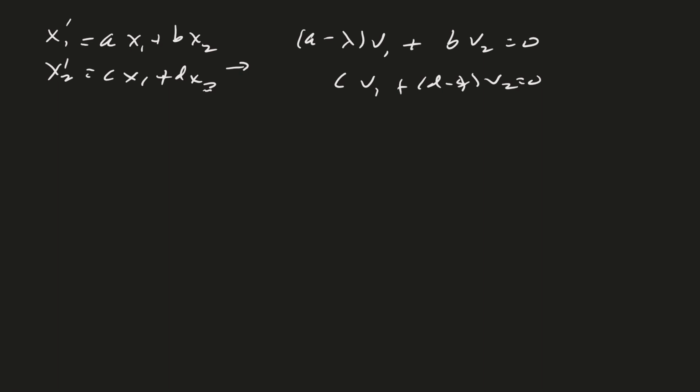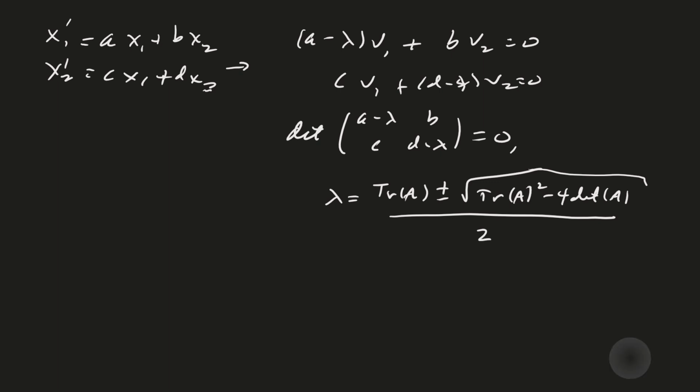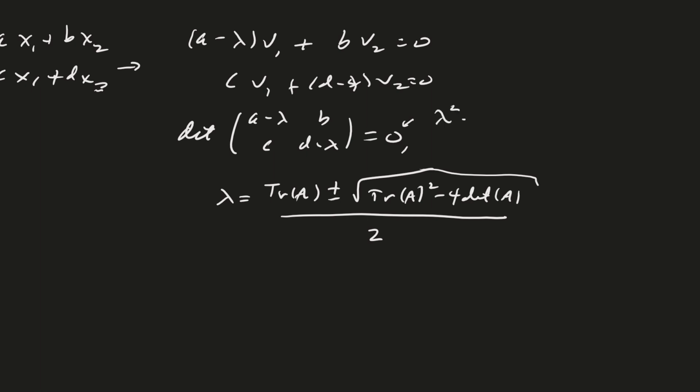We've taken the determinant, set that equal to 0, and now lambda is equal to the trace of A plus or minus the square root of the trace of A squared minus 4 times the determinant of A, divided by 2, because you remember that this turns out to be lambda squared minus the trace of A times lambda plus the determinant of A equals 0.